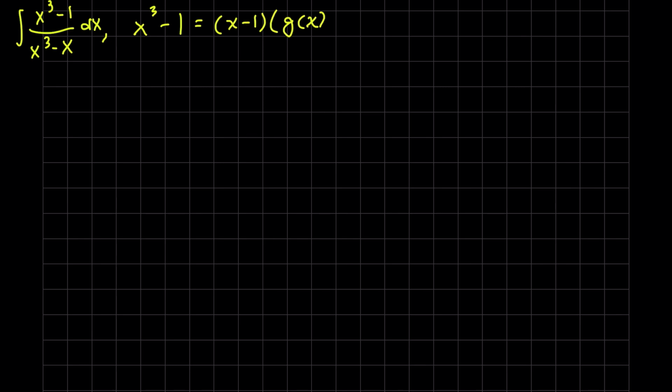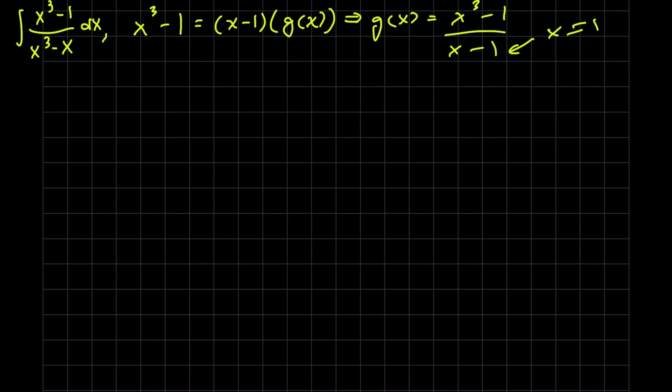We'll call it g(x). So to find g(x), we could divide by x − 1. This means that g(x) is (x³ − 1) over (x − 1). But notice that the denominator is 0 when x is equal to 1. And so to find g(x), we will proceed with something called synthetic division.